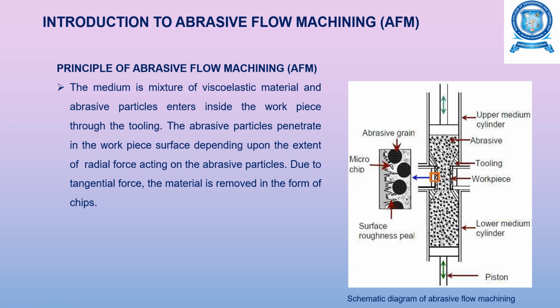So these abrasive particles penetrate the workpiece surface depending upon the extent of the radial force acting on these abrasive particles. Here you can see the zoom view of this portion of the workpiece, and there we can see the abrasive grains, the surface roughness peaks and the microchips. Due to the tangential force, the material is removed in the form of chips. So this is a schematic diagram of abrasive flow machining.